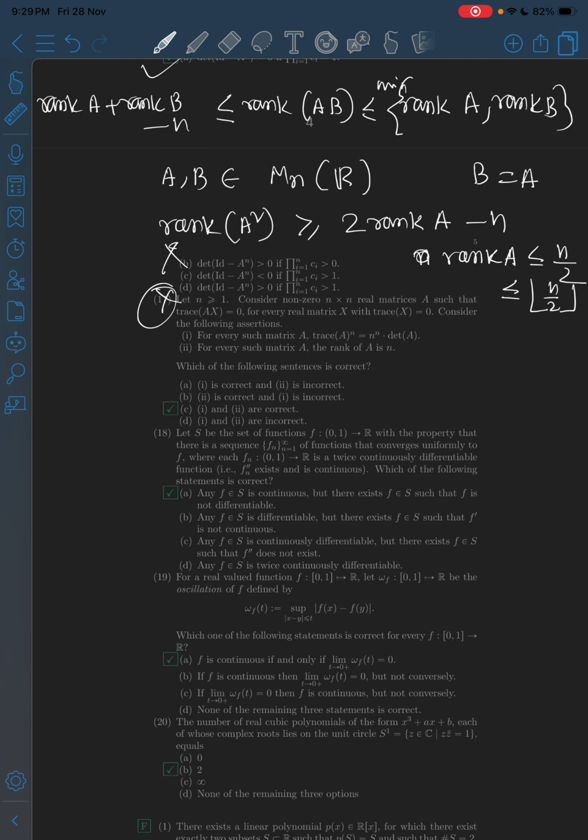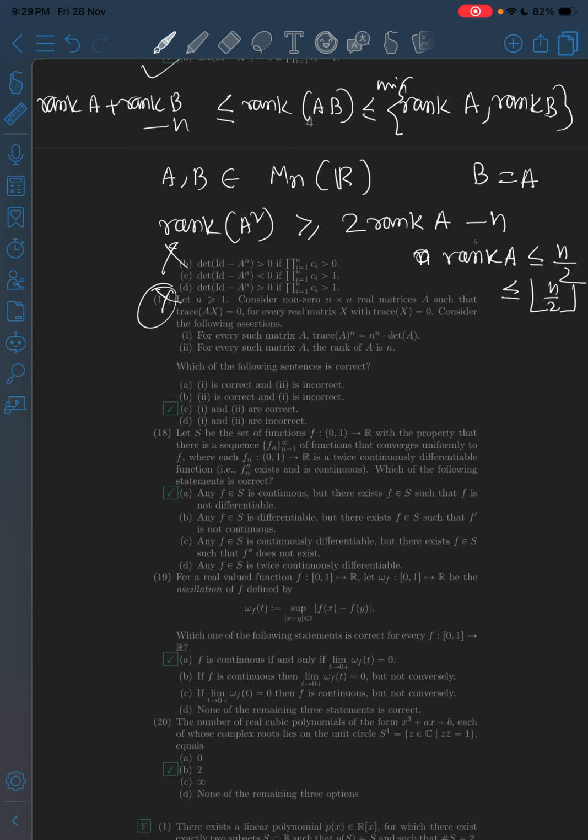Okay, question number 18. Again, this is also a sequence and series of functions problem, which is very interesting. S is a set of functions with the property that fn converges uniformly to f. Then what can you say about f? If you read the theory properly, then there are counter examples. If fn is a sequence of continuous functions which converges uniformly to f, then f must be continuous. This is a standard theorem. So any f must be continuous, but differentiability is not guaranteed.